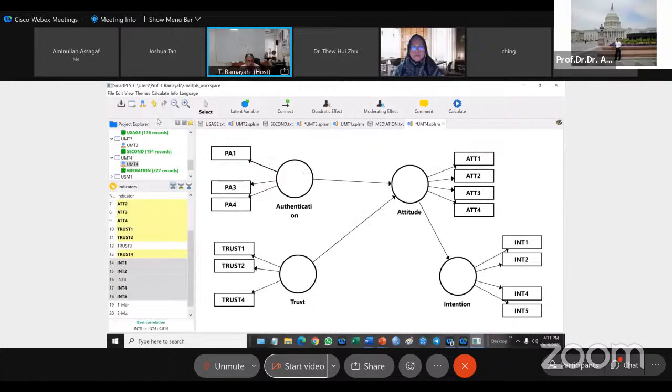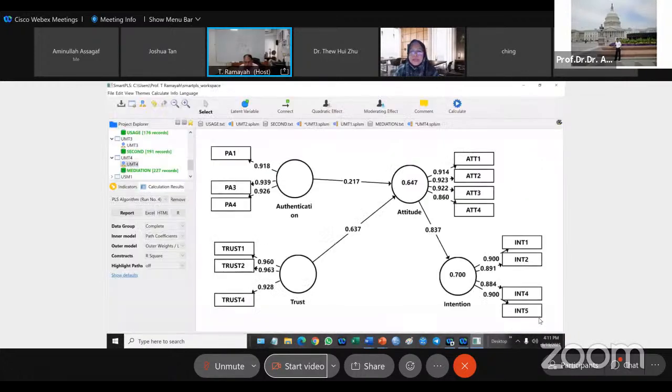Okay. And when you run the PLS algorithm, now all the loadings are okay. That's the first stage. Check for your AVE. All the AVEs are good. Check for CR. All the CR are more than 0.7. So we are okay. So that's it. So that's how you take.